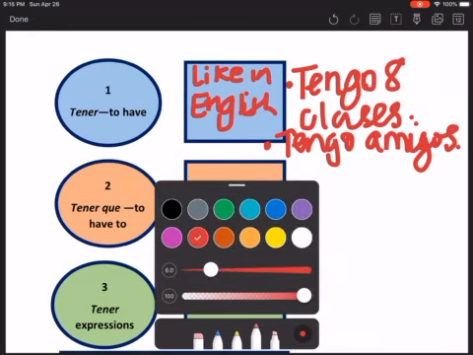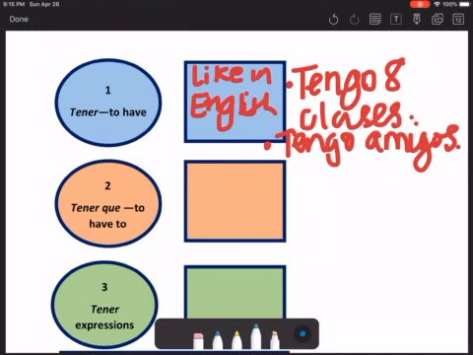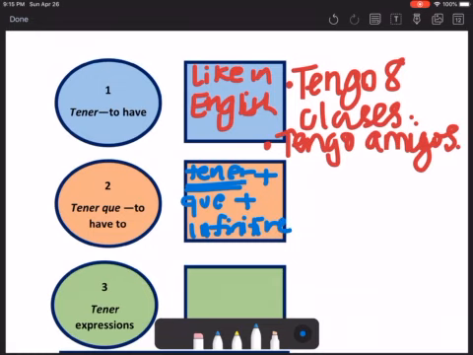Okay, next one. I'm going to switch colors so we don't get confused here. Tener que, to have to. So it's just like in English, but I'm going to make that we have tener conjugated plus que plus infinitive. What do I mean by infinitive? The verb before it's conjugated. So I have to study, or let's say we have to study.